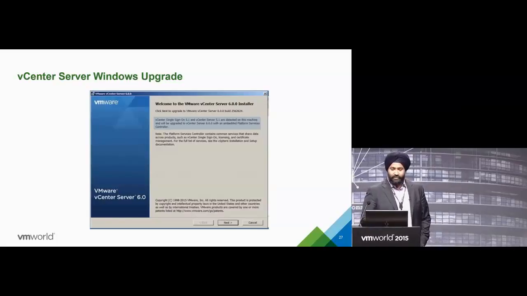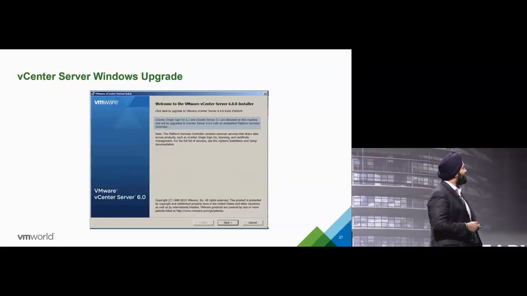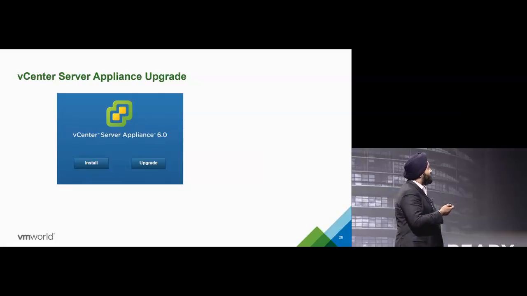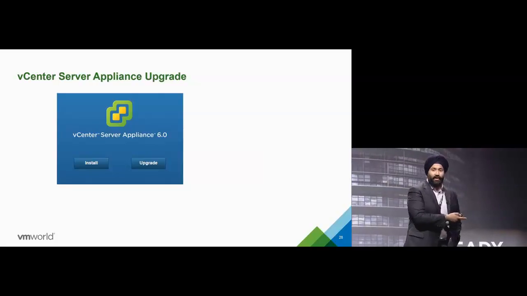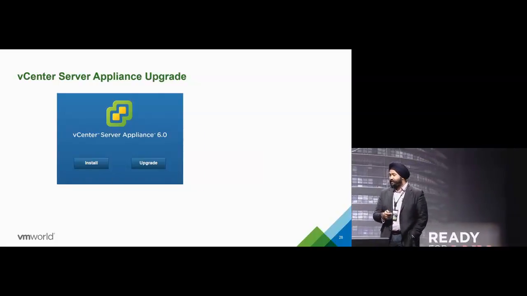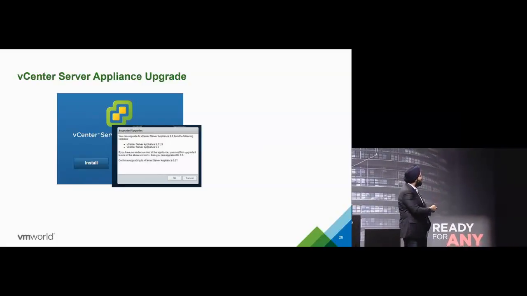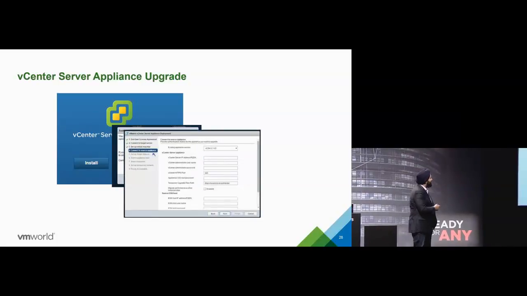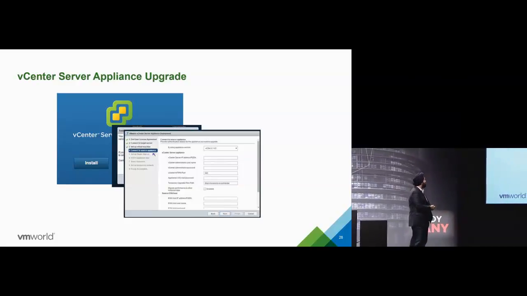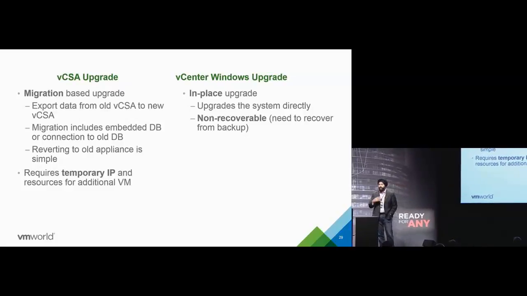Okay, vCenter Windows upgrade. This is a screenshot similar to what Mohan showed for install. It's also a very similar workflow. The vCenter Server Appliance upgrade uses the same UI, but you would click through the upgrade button instead of the install button. You would get your standard disclaimers and so on, and we'll talk a little bit about this. You'll then be able to pick the source vCenter and migrate that source vCenter to the other system.